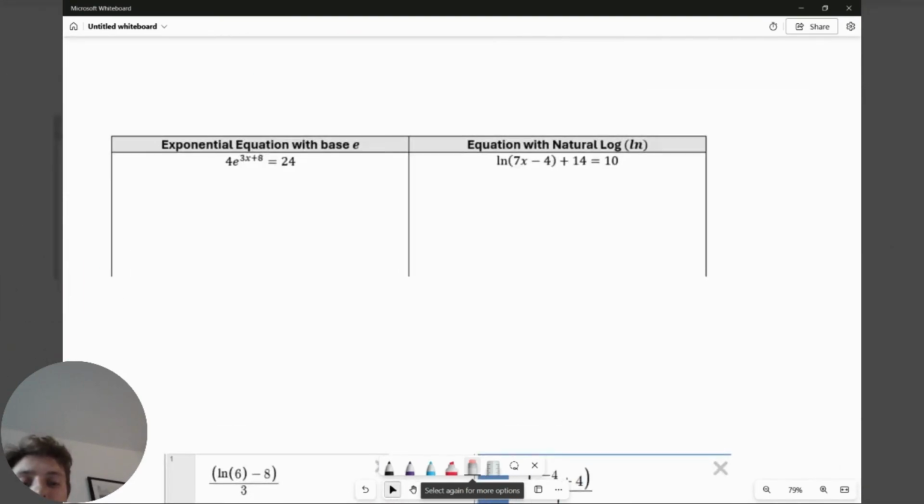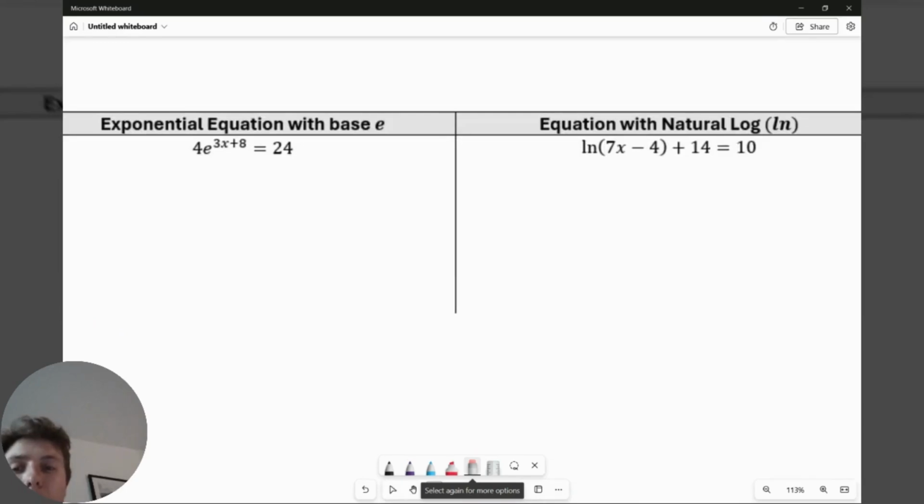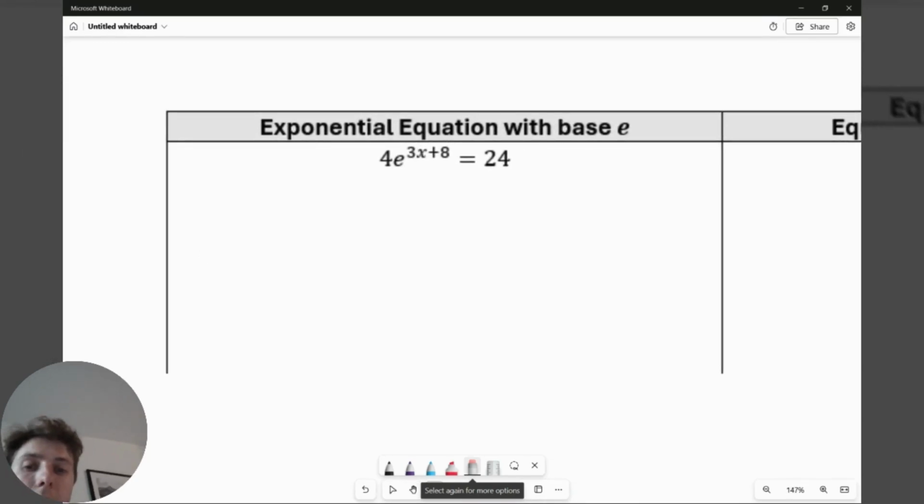Now let's go ahead and talk about some solving that we might do. On this first problem, we're solving with an exponential equation base e. Whatever the exponential part is, you need it by itself. We need to get rid of the 4 first. Realize the 4 was attached to the e. That meant it was multiplying, so I divide it to the other side.